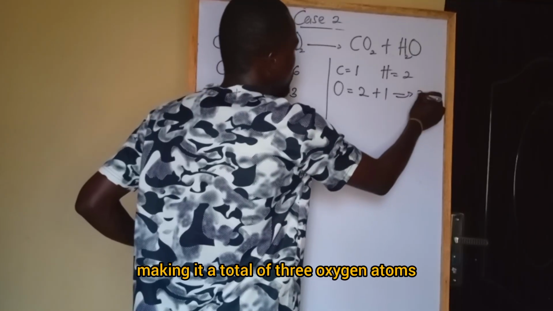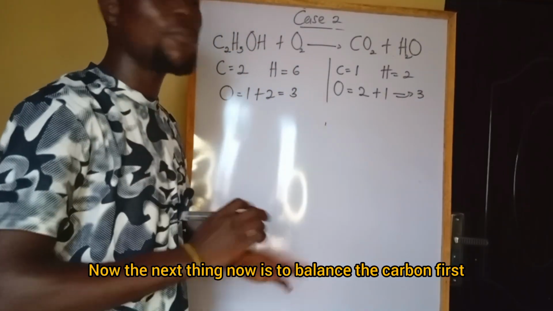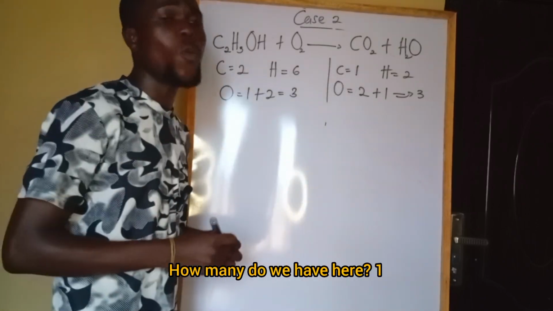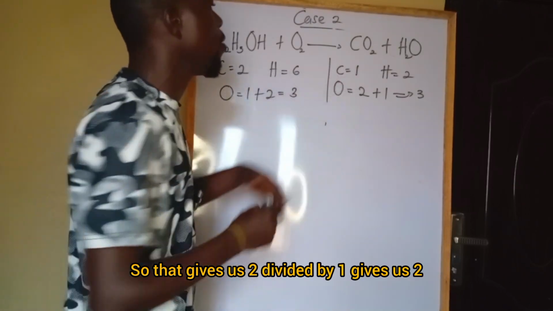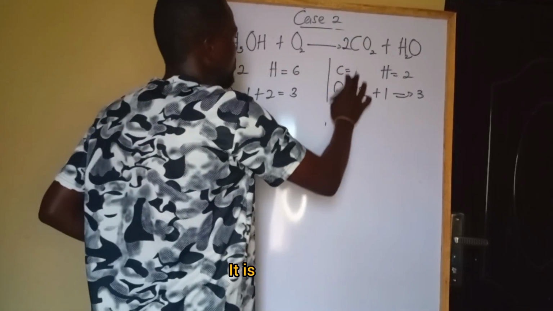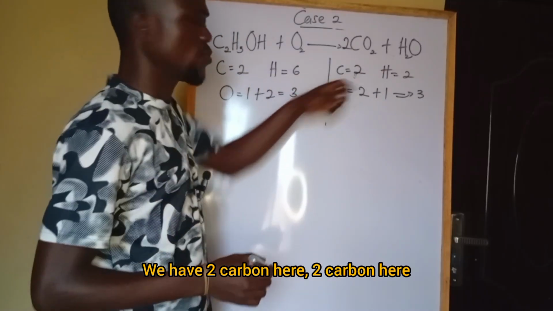Making it a total of three oxygen atoms. Now the next thing is to balance the carbon first. How many carbon atoms do you have? Two. How many do we have here? One. So that gives us two divided by one, which gives us two. It is balanced. We have two carbon here, two carbon here.